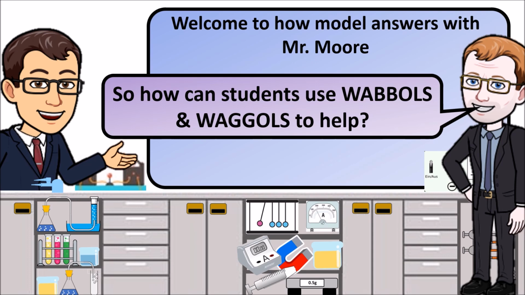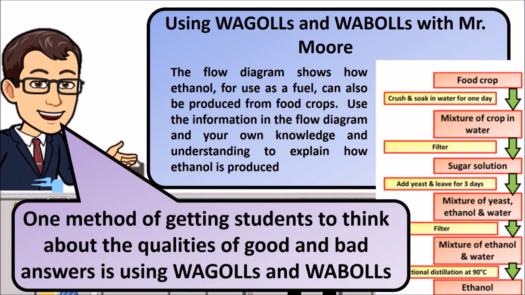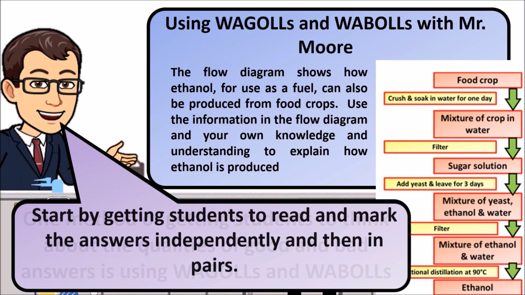So, how can students use wabbles and waggles to help them? Another method to help students think about what makes a good answer is using waggles, what a good one looks like, and wabbles, what a bad one looks like. When using waggles or wabbles, I start by getting students to read through and mark the answer.